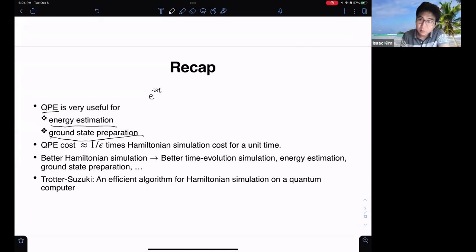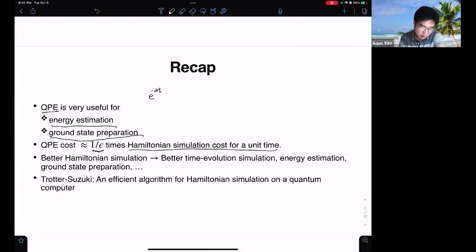And the cost of the quantum phase estimation algorithm roughly scales as 1/epsilon, where epsilon is the desired precision. So if you want to measure the ground state energy up to a precision of epsilon, then the cost scales like 1/epsilon times something else. And that something else is essentially the Hamiltonian simulation cost for a unit time. So if you can develop a better Hamiltonian simulation algorithm, obviously that is useful in itself, but it is also useful for other purposes, such as energy estimation and ground state preparation. And that's why people are spending a lot of time thinking about how to make Hamiltonian simulation more efficient.